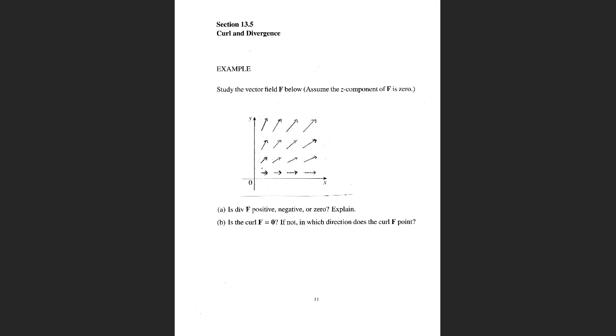This is a vector field below. We have a picture of it. And we're assuming that the z component of the vector field is 0, so it's a two-dimensional vector field. What seems to be happening to the vectors as they move outward from the origin? What would you say about the field? If this were fluid flow, does the flow seem to be getting weaker or stronger as we move away from the origin, based on this picture?